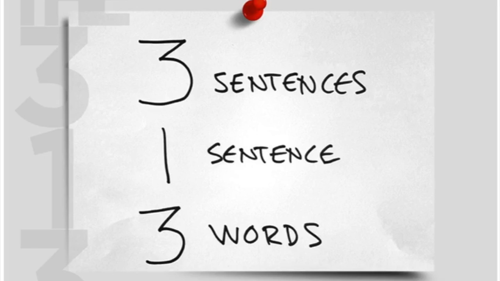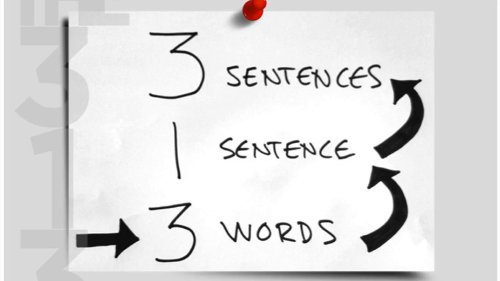This class is going to be about strategic pitching, and this is just the tip of the iceberg. This is the what. There are so many elements of how underneath, and this cornerstone is this 313 concept, because once you get this core messaging down, everything builds out from there. You develop the 3 sentences, the 1 sentence, and the 3 words, and how you communicate it is you go backwards.